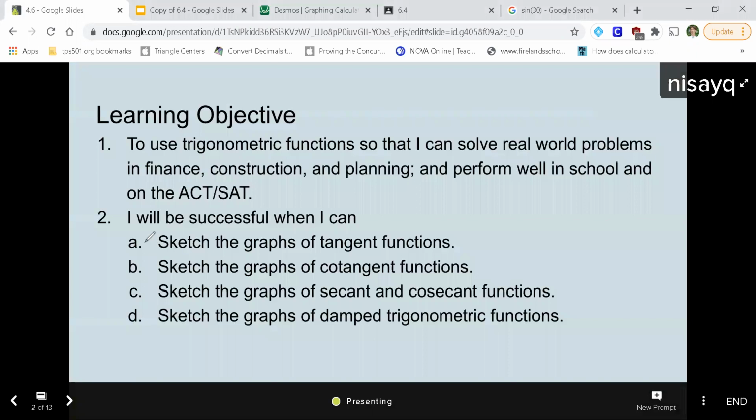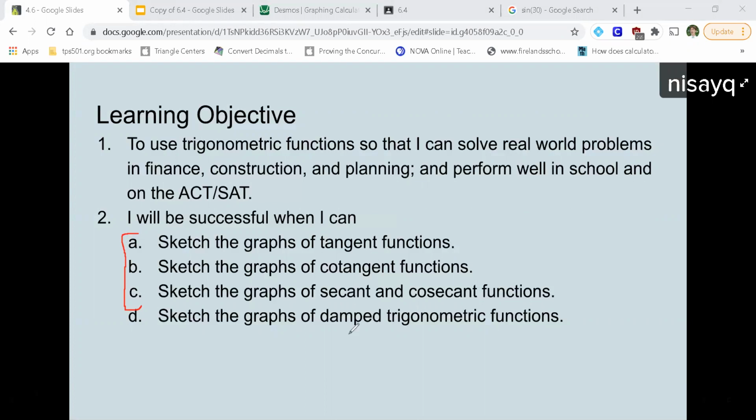Again, for today, we're going to sketch graphs of tangent, cotangent, secant, and cosecant functions. And actually, I went ahead and cut D. I don't think we had enough time to go over it in my other hours, and to be honest, it's not used that much at all. If you want to learn about damped trigonometric functions, you can. It's in the slides, it's in the lecture notes, it's in the textbook, but I'm not going to test you over it.